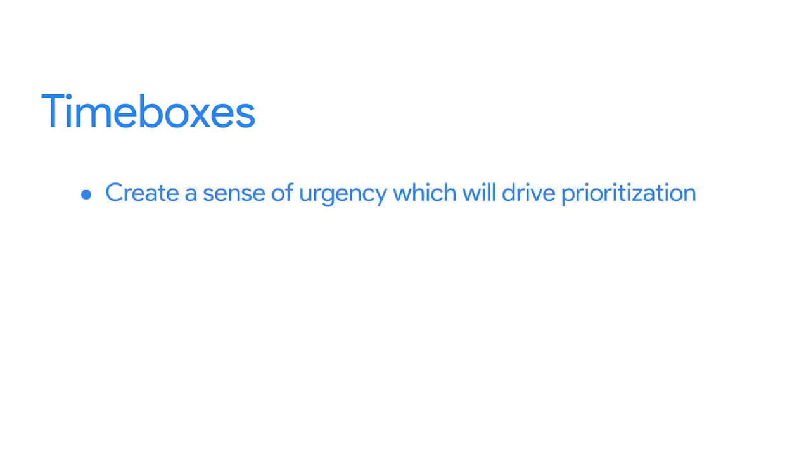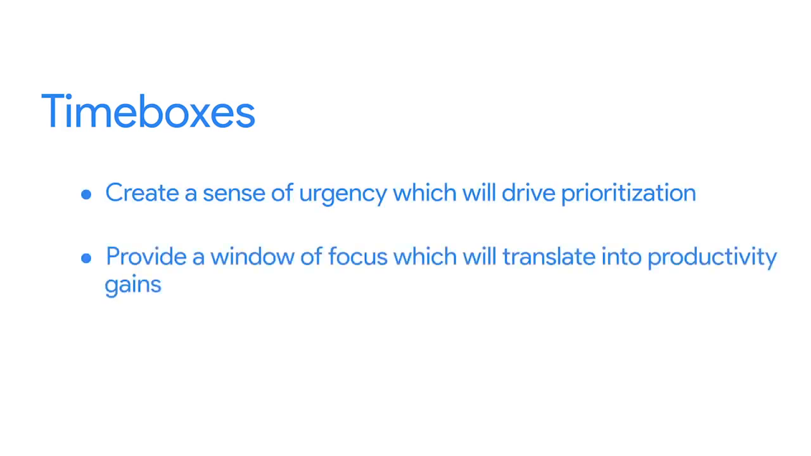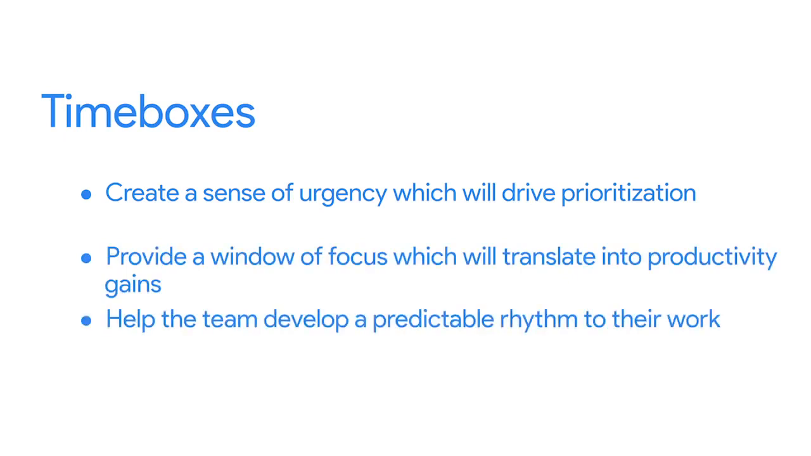Time boxes are an important concept in Scrum. Some examples of benefits are that they create a sense of urgency, which will drive prioritization, provide a window of focus, which improves productivity, and they help the team develop a predictable rhythm to their work. A sprint's time box can range anywhere from 1 to 4 weeks.